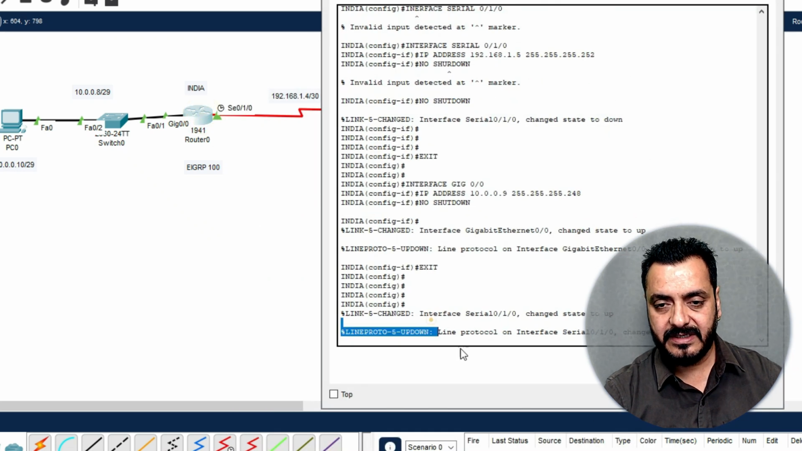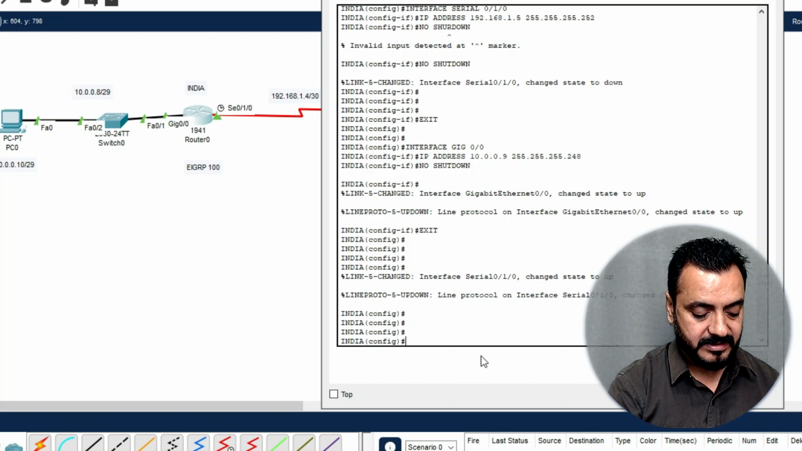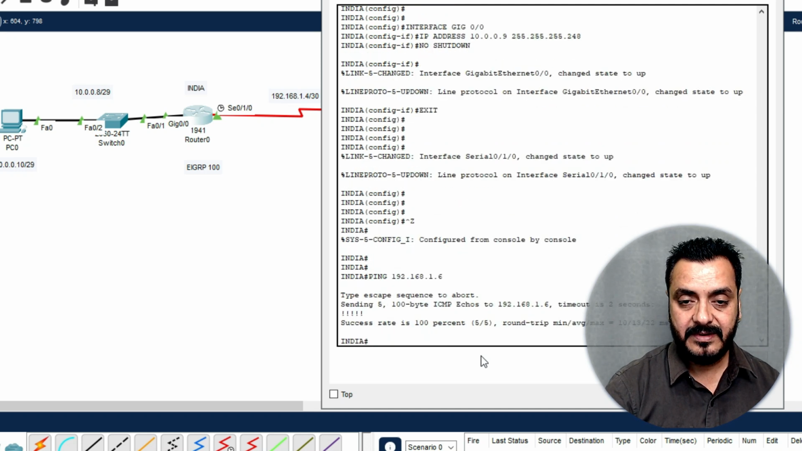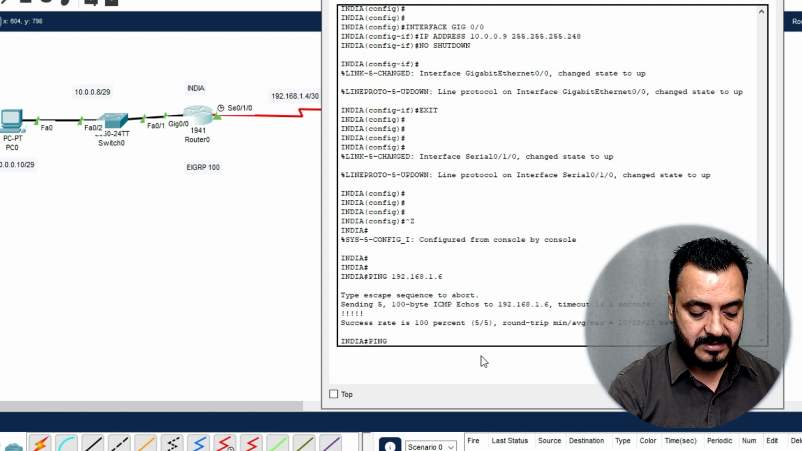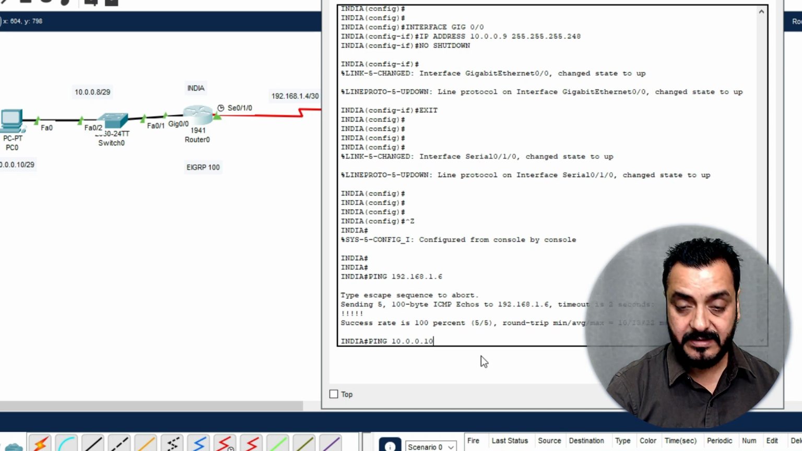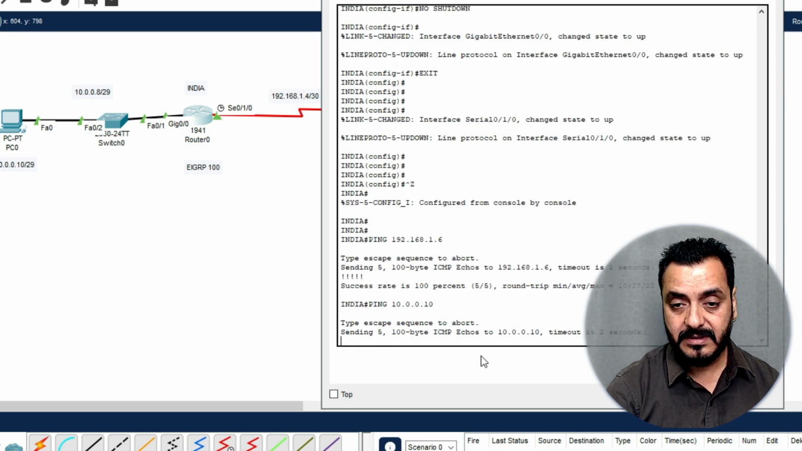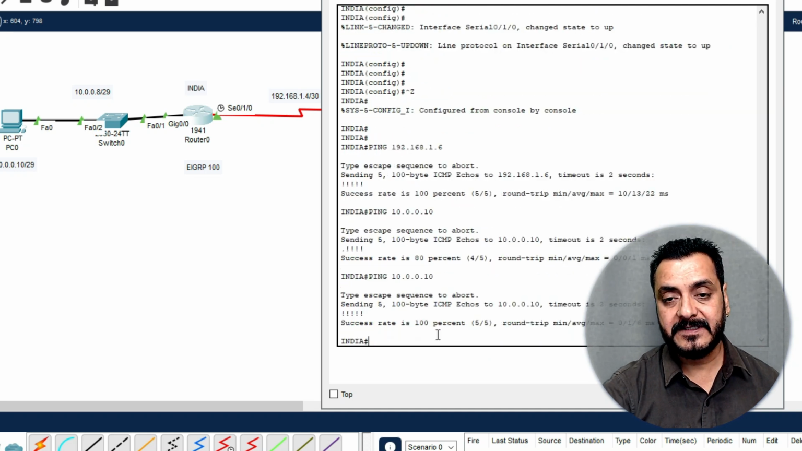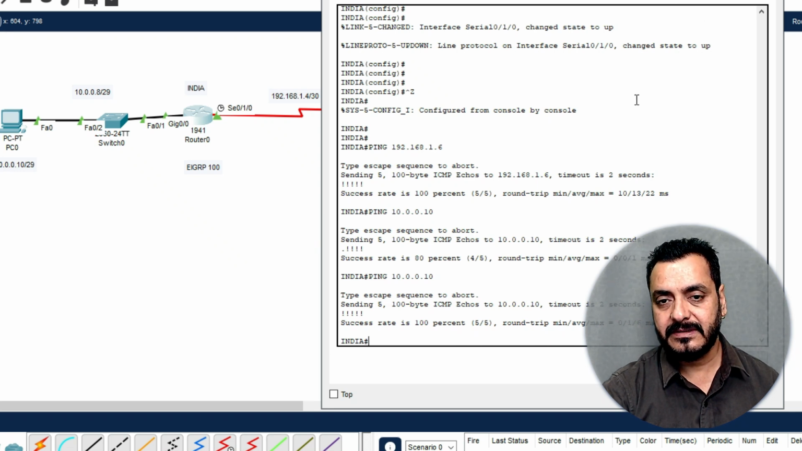Again, we can check the direct connectivity from the India router, in the same fashion, onto the USA router. It is coming successfully. Now from India to its end device, that is 10.0.0.10, first PC, first device. Yes, it is again successful. It means we have connected the directly connected devices till now.